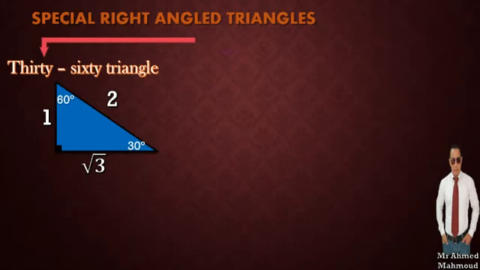So, SOH CAH TOA: sine is opposite over hypotenuse, cosine is adjacent over hypotenuse, tan is opposite over adjacent.